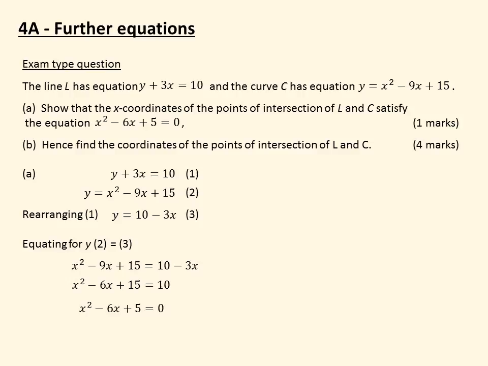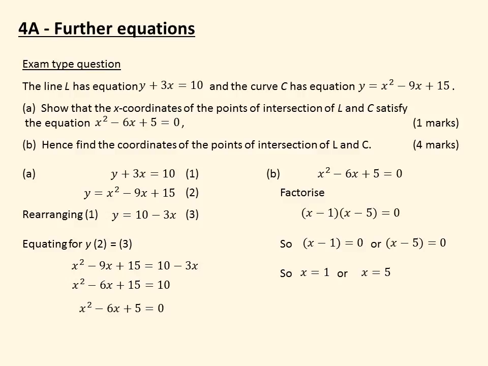In part B, we need to solve this quadratic. We always try to factorise if we can, because this is the simplest method. So we need 2 numbers that multiply to positive 5 but add to minus 6. So these are minus 1, minus 5. So we can factorise this to (x minus 1)(x minus 5). So this gives us a solution of x equals 1 or x equals 5.